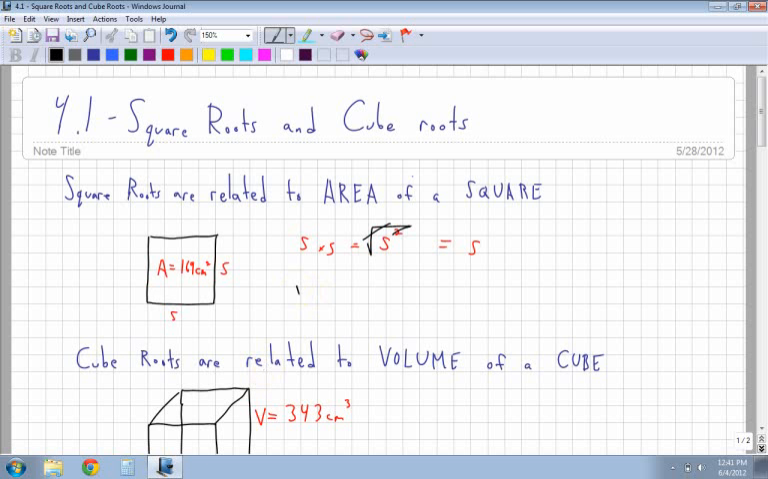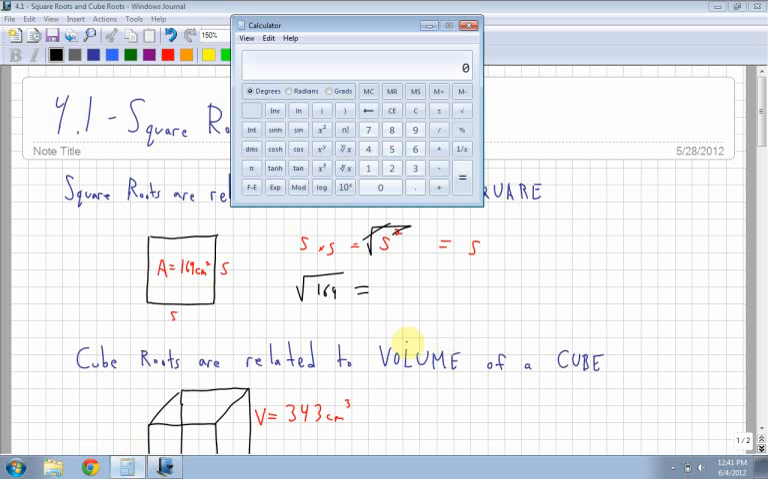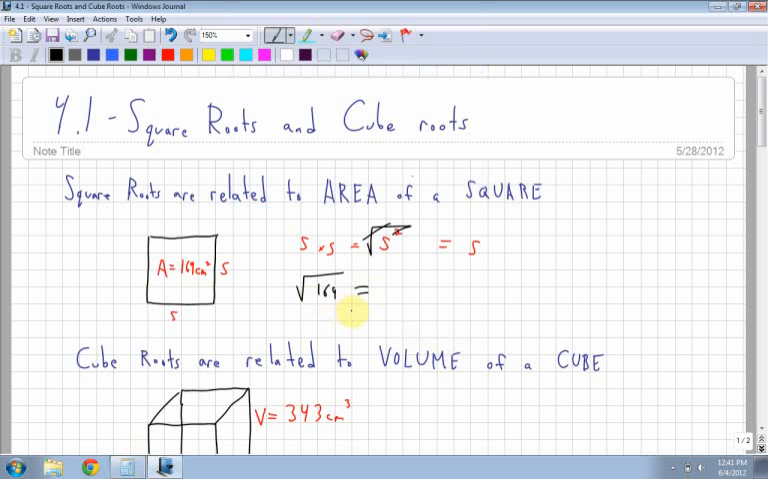So how do I do that? Well, I would take the square root of the area, which is 169, which is equal to, and on your calculator, you should know most of these square roots up to, I don't know, 14 or 15 times 15. This one happens to be 13. So the side length is equal to 13.